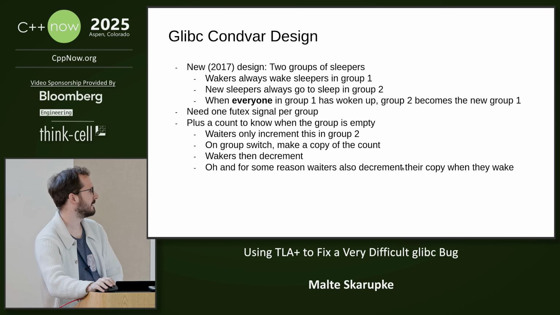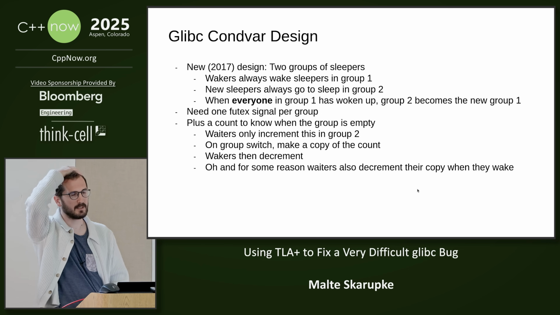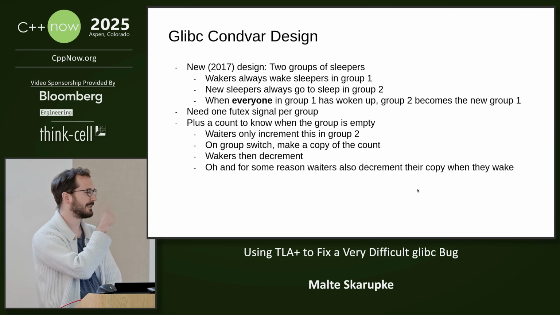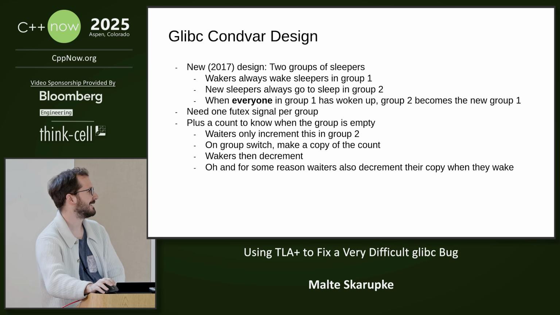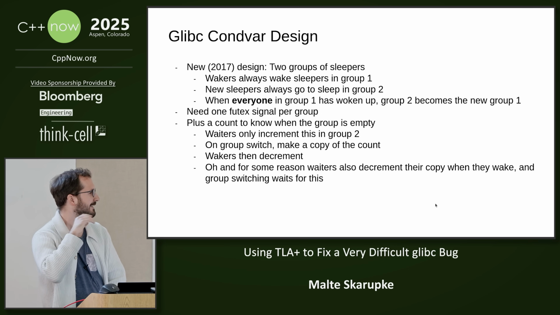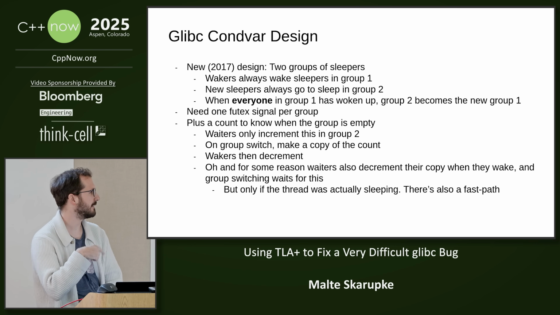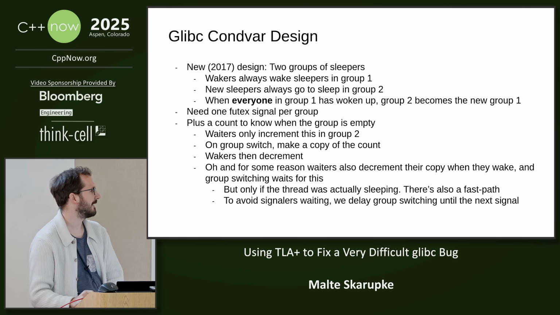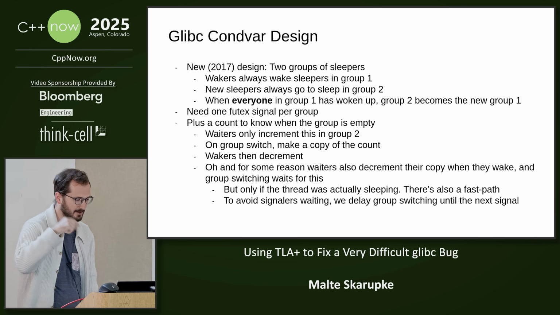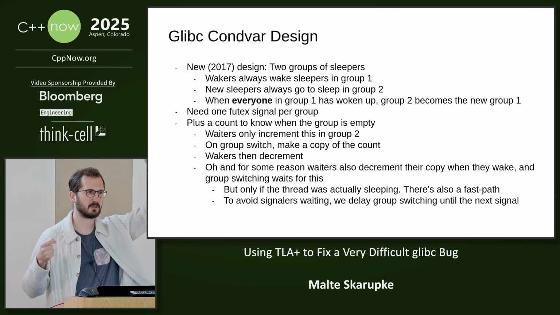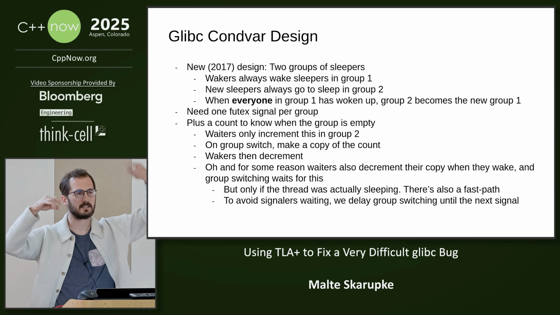Then there's some complexity where for some reason waiters also decrement the count. I will not take questions until the end of the slide. Also, group switching waits for this for some reason, but only if things are actually sleeping. There's also a fast path when you're not sleeping. And there's another complication: we don't group switch as soon as the group is empty. We group switch on the next signal after the empty group.